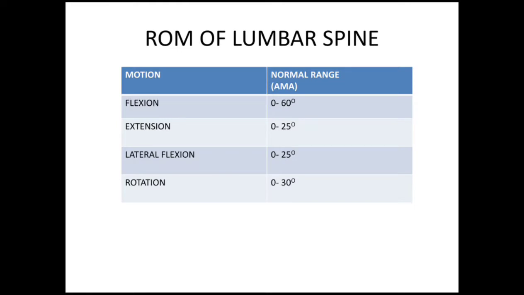Now, the normal range of motion of the lumbar spine as per the American Medical Association: the flexion is 0 to 60 degrees. Extension is 0 to 25 degrees. Lateral flexion, again, is 0 to 25 degrees. Rotation is 0 to 30 degrees.